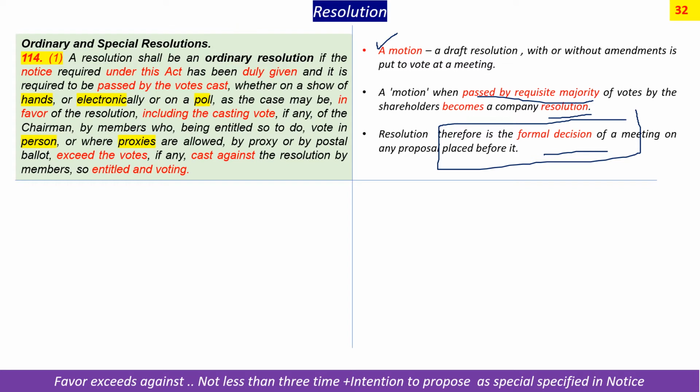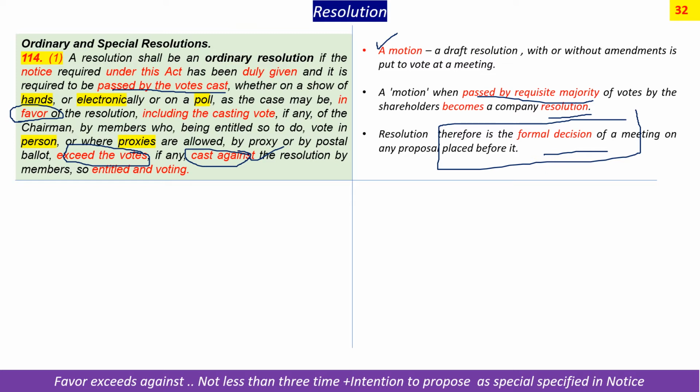What is ordinary resolution? Ordinary resolution is considering votes cast for or in favor and votes cast against. If for or favor is more than against, that is, if favor exceeds against, the resolution is carried. If against exceeds favor, the resolution is dropped.